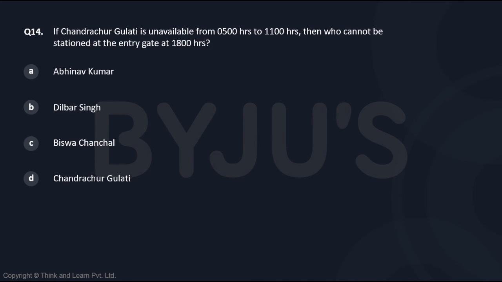Right, so question number 14. If C is not available from 5 to 11. So remember, what are the slots? Slot 1 is 0 to 4. Slot 2 is 4 to 8. Slot 3 is 8 to 12. Slot 4 is 12 to 16. Slot 5 is 16 to 20. And slot 6 is 20 to 24. Now, 5 to 11 hours means 5 hours comes here, 11 hours comes here. So slot 2 and slot 3, he is not there.